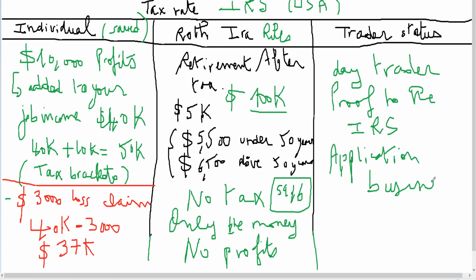What does it mean? Okay? It means commissions and fees, okay, and education and other things, and losses will be deducted from your profits.